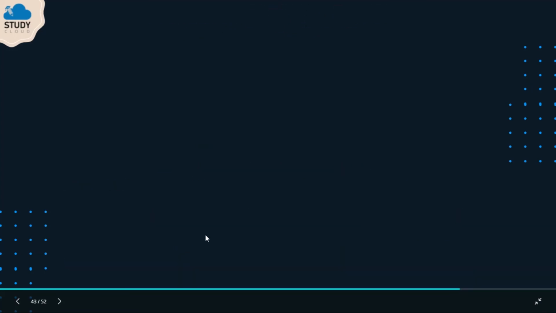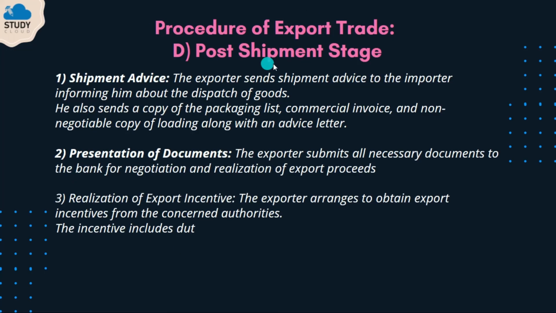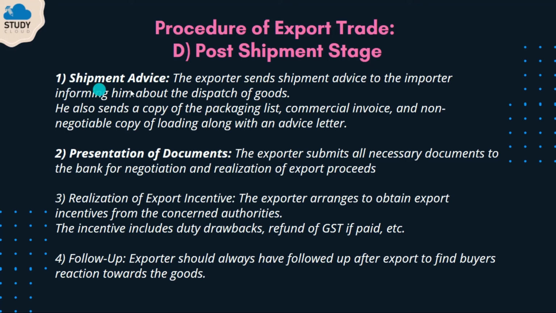Now further, there is the post shipment stage. First is shipment advice. The exporter sends shipment advice to the importer, informing him about the dispatch of goods. Means the goods have been dispatched and all the details regarding the goods will be sent by the exporter to the importer. He also sends a copy of the packing list, commercial invoice, and non-negotiable copy of bill of lading along with an advice letter. So all these things will be provided by the exporter to the importer.